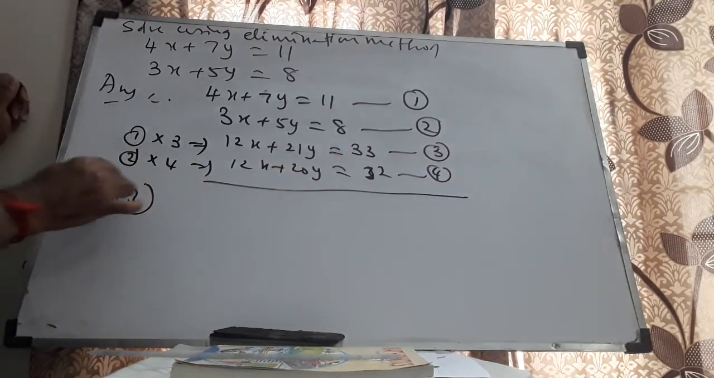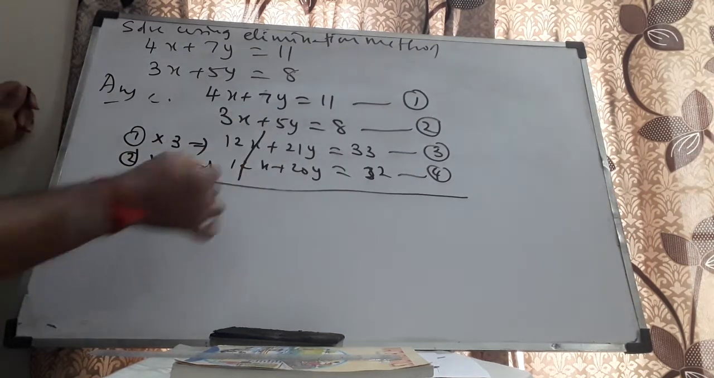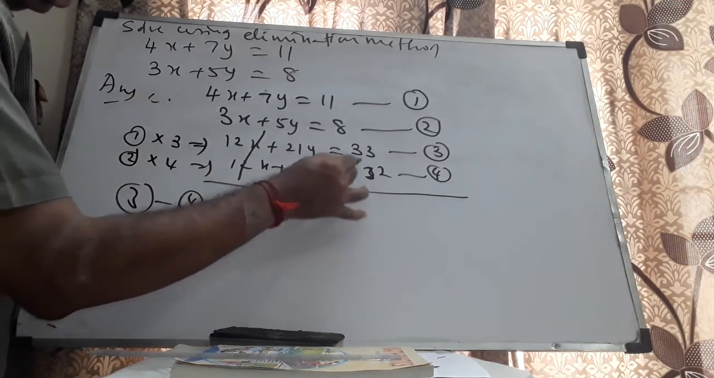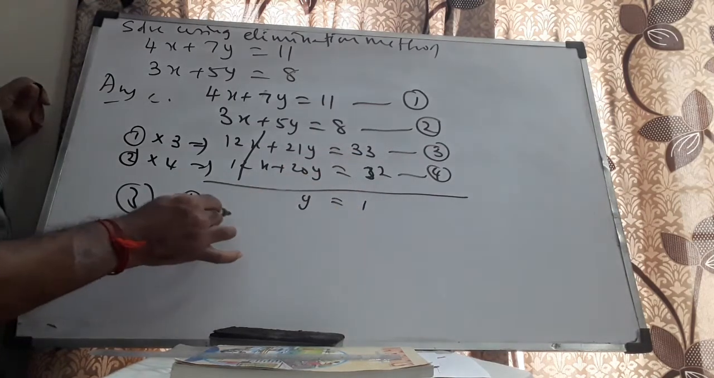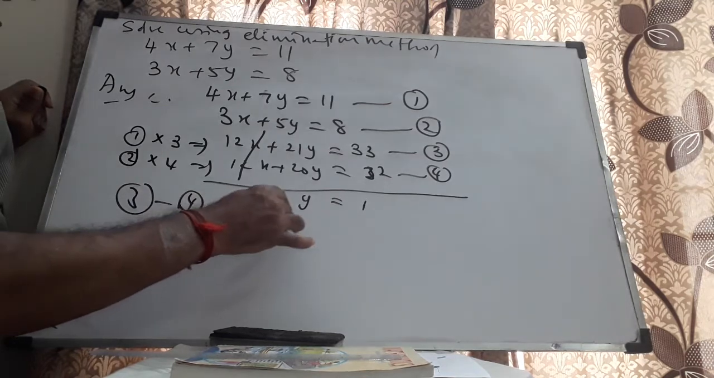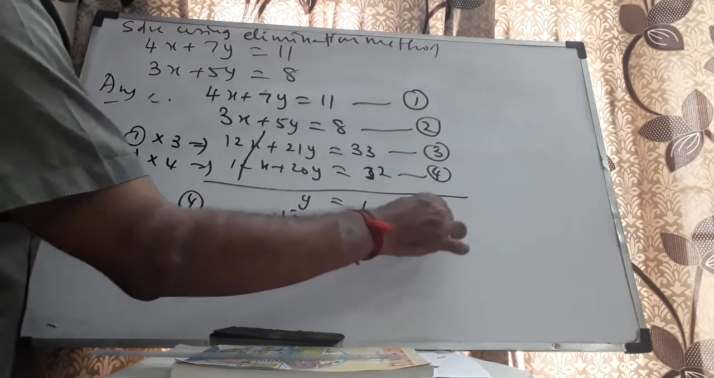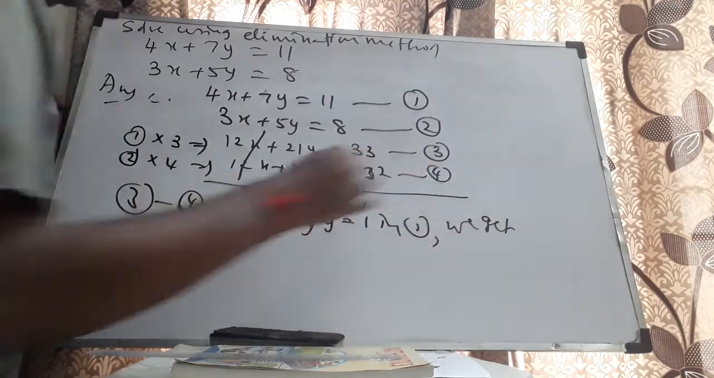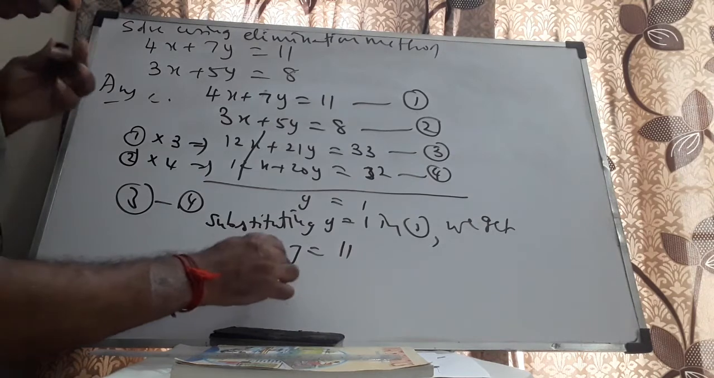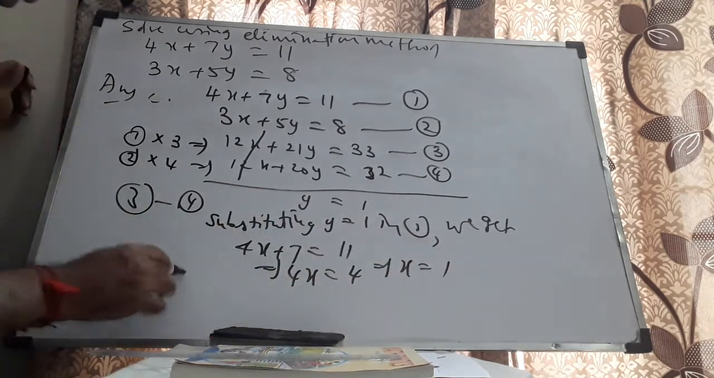Now what I will do here is subtract equation 4 from 3. 12x minus 12x will go off, 21y minus 20y will be y, 33 minus 32 is 1. Therefore, substituting y equal to 1 in equation 1, what do I get? 4x plus 7 is equal to 11, which implies 4x equal to 4, implies x equal to 1.